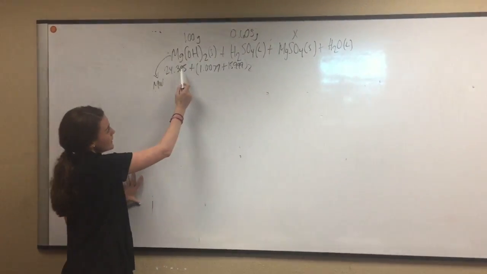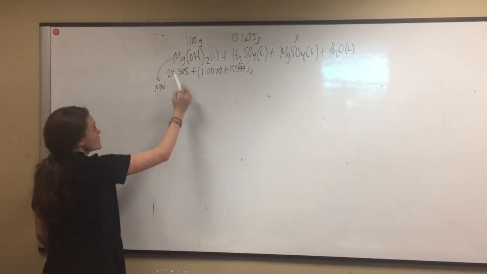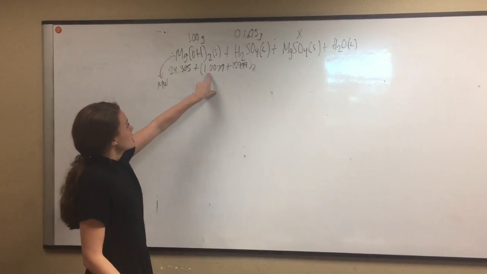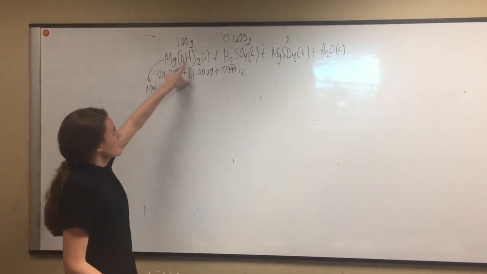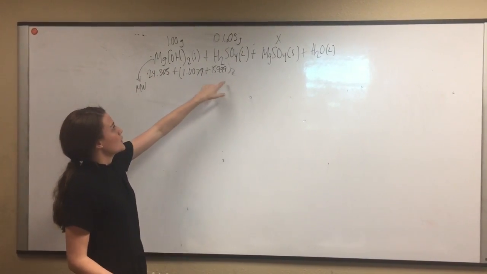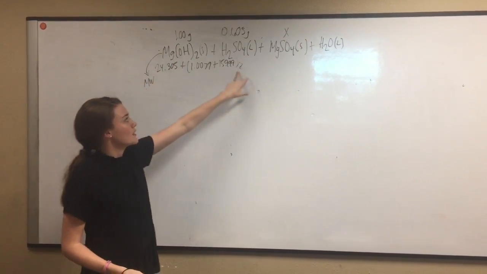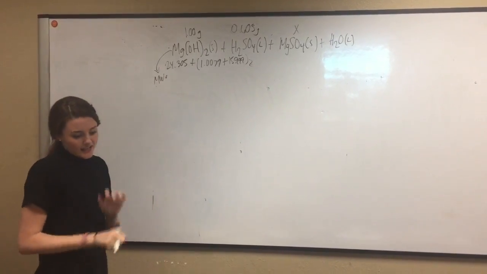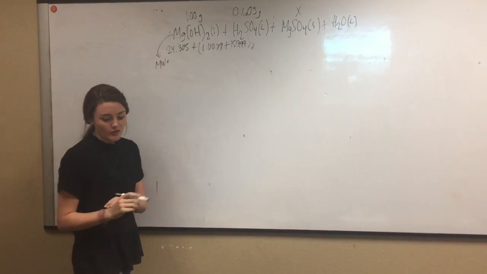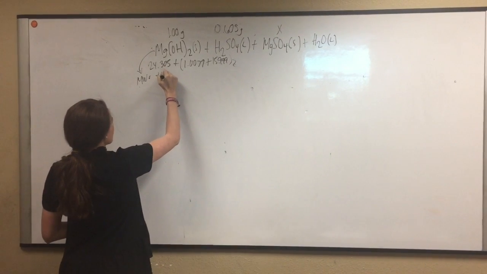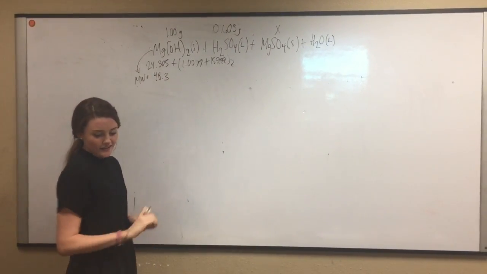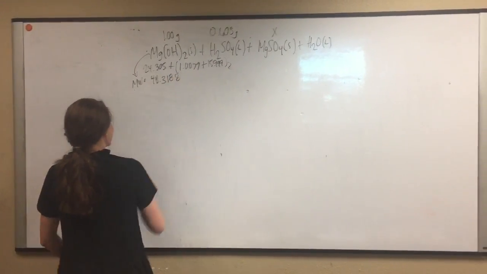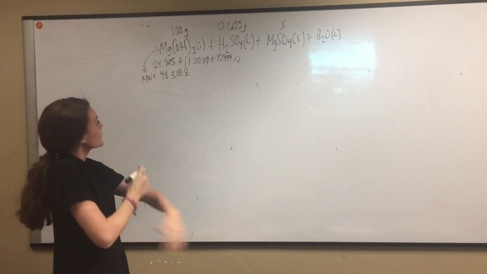Perfect. Find the molecular weight of MgOH2. So 24.305 is the mass of magnesium, plus 1.0079, which is the mass of hydrogen, and then 15.999, which is the mass of oxygen. Multiply that by 2 because there's 2 there, which gives us the molecular weight of MgOH2, and that is 48.318.